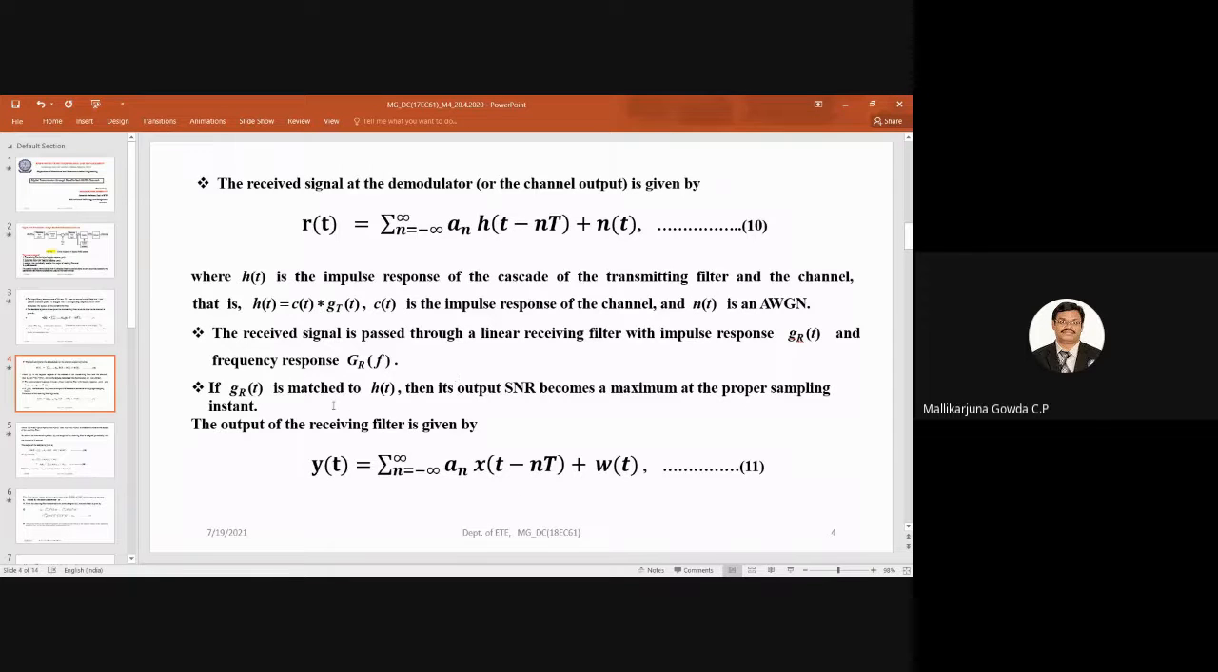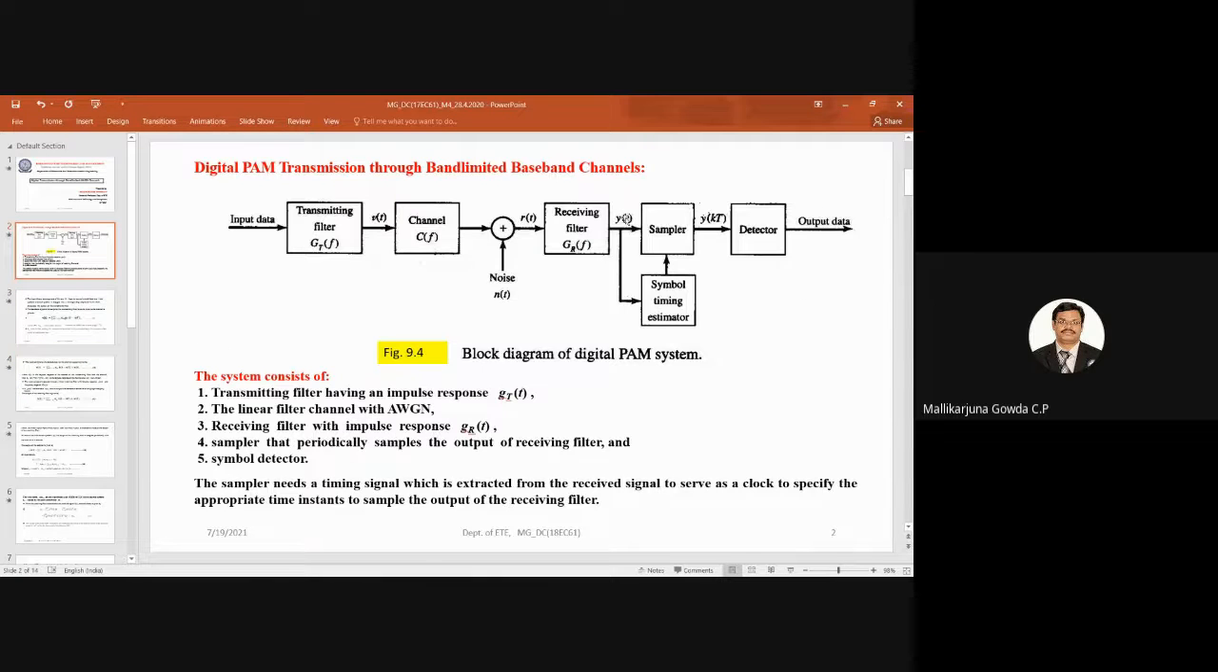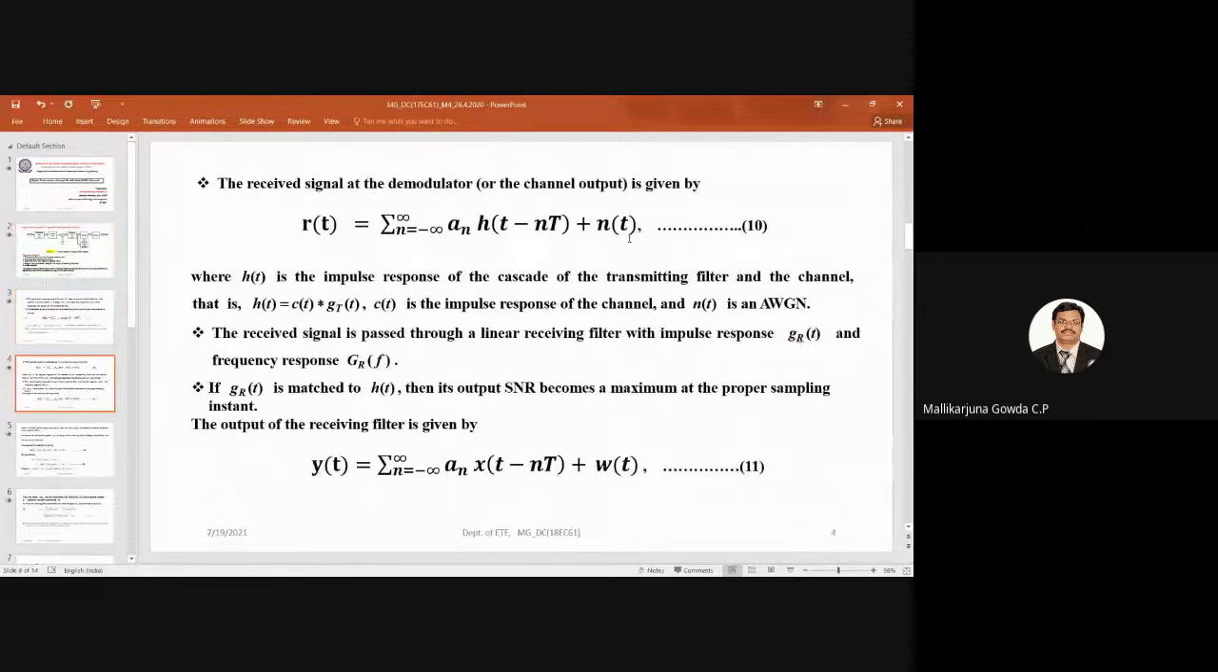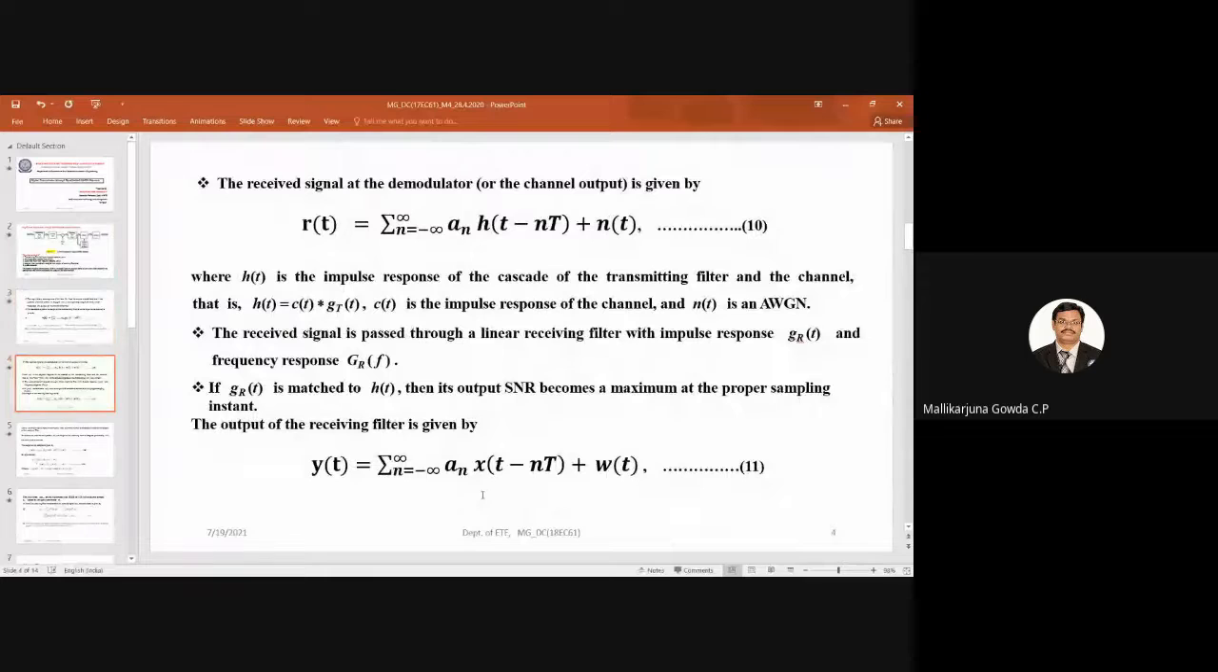So I can write the output of the receiving filter, which is denoted as y of t. So this y of t will be equal to the summation of n equals minus infinity to infinity of an into x of t minus nT, plus w of t. So this is again the amplitude of the pulse, and this is the shifted version of the pulse, right? Plus the noise.